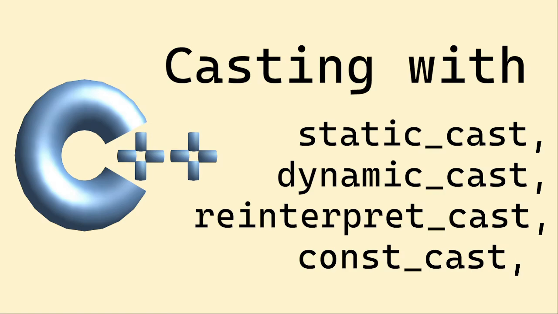Here I am going to talk about C++ style cast operators, particularly static cast, dynamic cast, reinterpret cast, and constant cast. These are the tools that will help to make your code safer through something called explicit casting. Let us talk about them one by one.